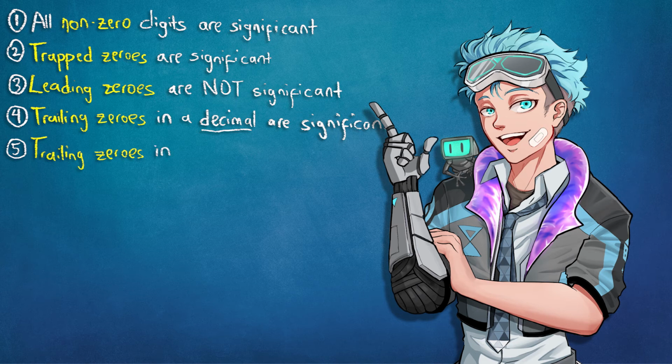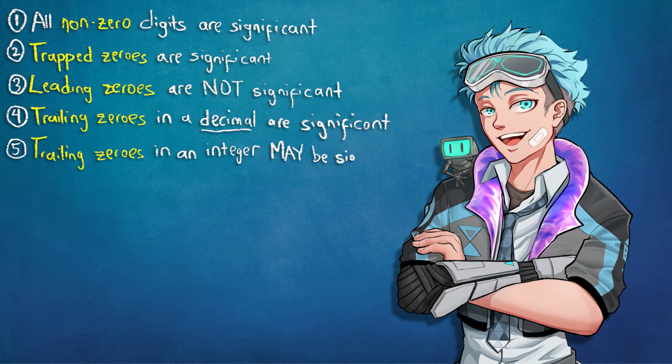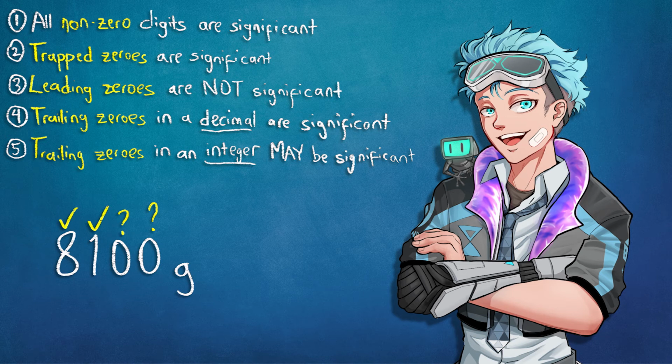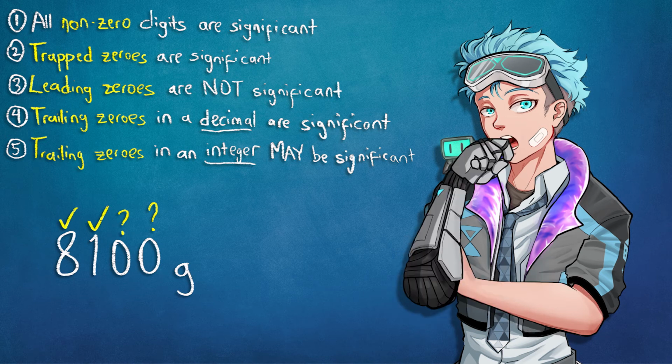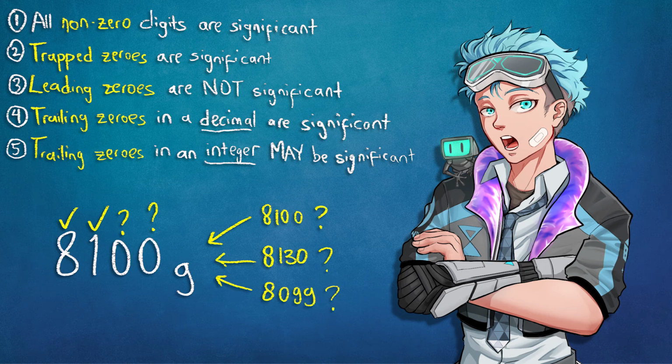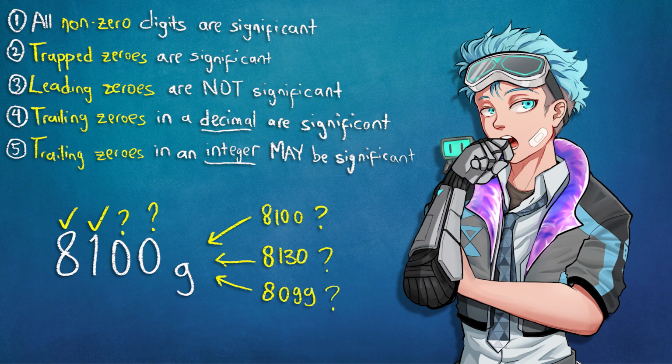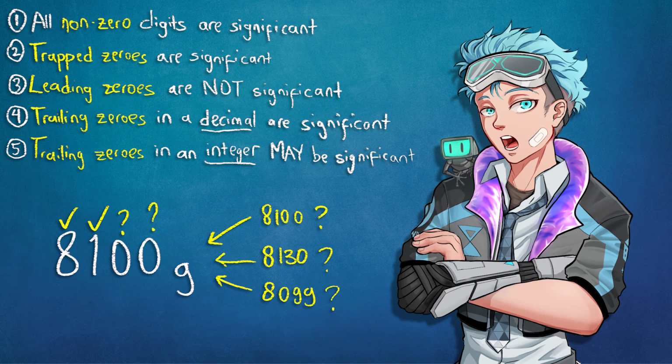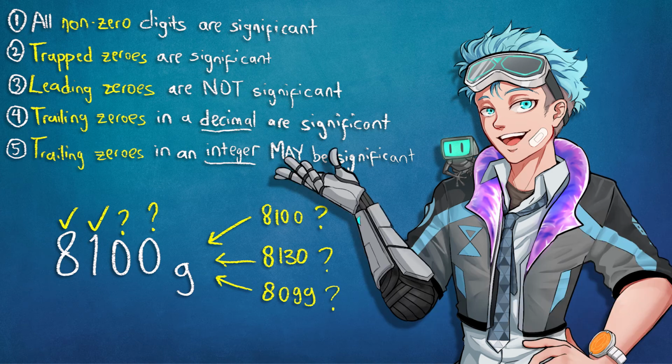5. Trailing zeros in an integer may or may not be significant. In the measurement 8,100 grams, there could be 2, 3, or 4 significant figures. This is because we don't know if the writer means it's exactly 8,100 or roughly 8,100 grams. As in, it's rounded from say 8,130 or 8,099. Rounding is perfectly okay. It's just that in this case, you can't write a rounded number without it looking like an exact number. This only happens in integers though.